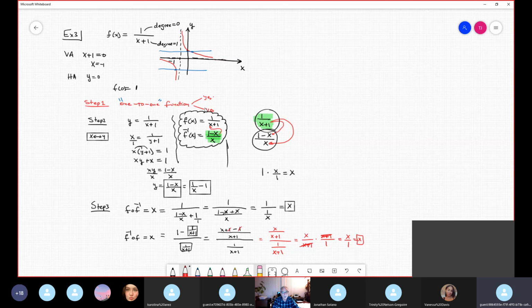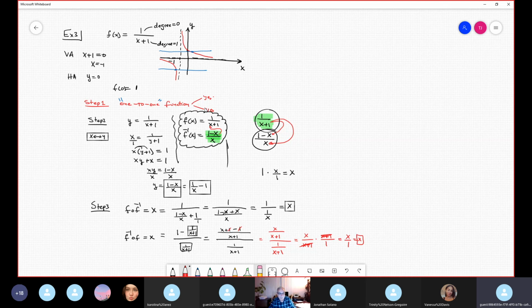Okay, now let's move on to domain. This is step 4. Step 4 is domain. Remember, we have domain of f and range of f. That order is much better. I don't know why, for me it's much better. Domain of the inverse and range of the inverse.